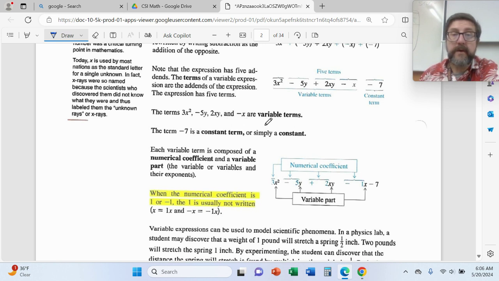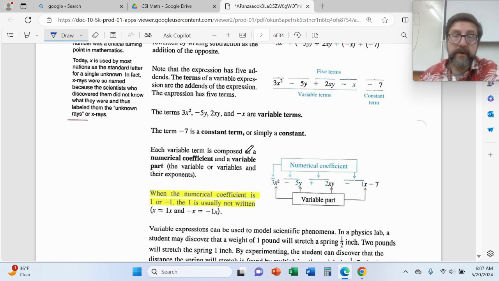Okay, the terms 3x squared, negative 5y, 2xy, and negative x are variable terms. The term negative 7 is a constant term, or simplified constant.